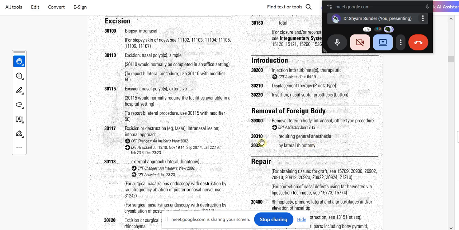That is 30310. And there is a more extensive procedure. They do rhinotomy. Rhino means what? Nose. Otomy is opening, right? So they do a surgery to remove the foreign body. That's also possible. So that's how you're going to find the codes in the book.